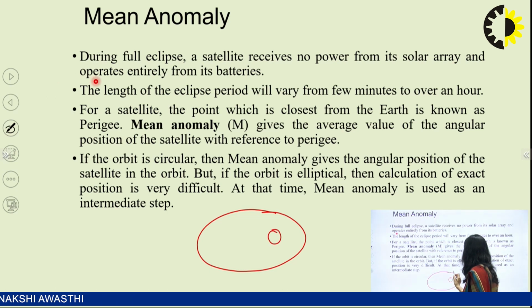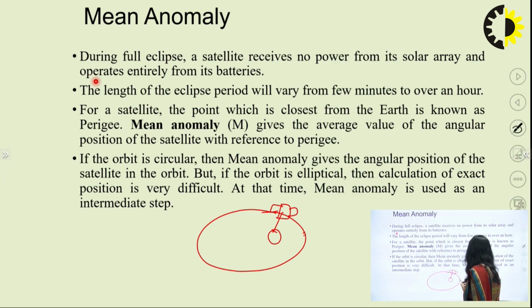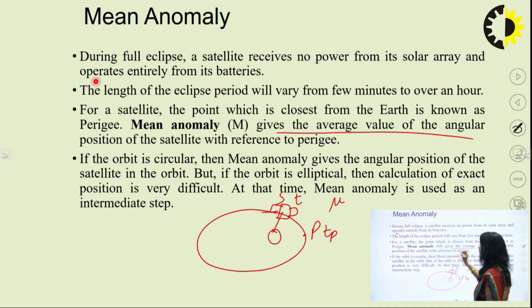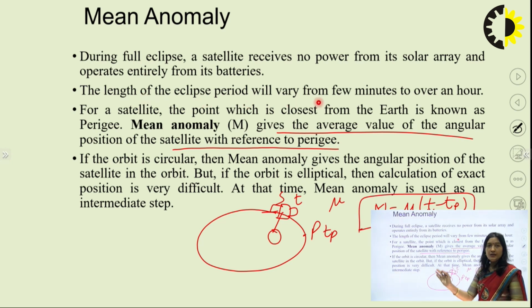See, our Earth is here. Satellite is here. And this is the perigee point. Right. So let's say, if at perigee the time is T_p and the present time is small t, where the satellite at present is located, and mu is the velocity, then mean anomaly gives the average value of angular position of satellite with reference to perigee. How? M is equal to mu into (t minus T_p). It is measured in radians. It is actually an arc.